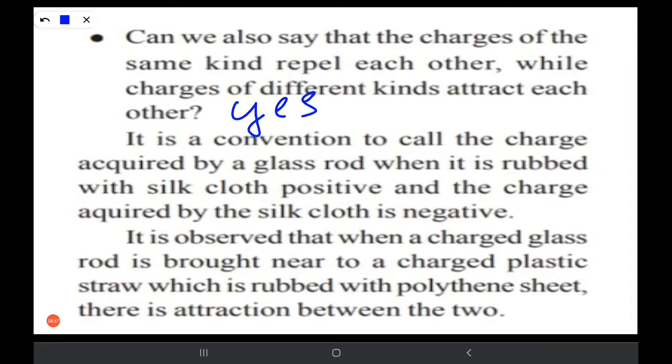So it is a convention to call the charge acquired by a glass rod when it is rubbed with silk cloth positive, and the charge acquired by the silk cloth negative. Okay, so it is observed that when a charged glass rod is brought near a charged plastic straw which is rubbed with a polythene sheet, there is attraction between the two. Okay, so here one gets positively charged and another gets negatively charged. So here positive and negative attract each other.